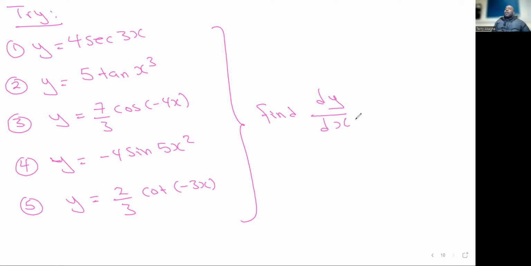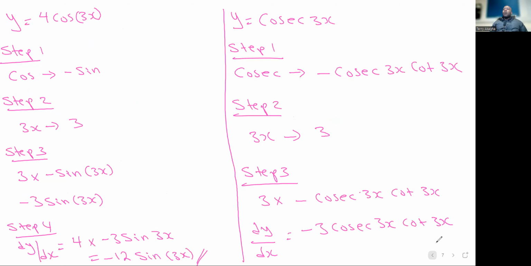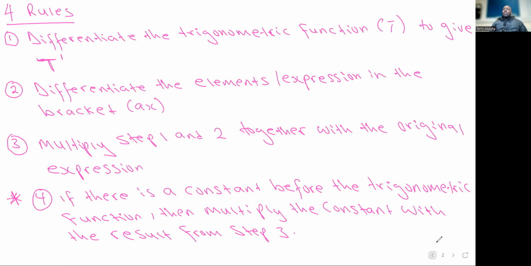All right. And that is that for this mechanism of differentiation. How do you differentiate a trig function? Basically, you differentiate the trig function, you differentiate the elements in the bracket, you multiply both of them, and if there's a constant before a trig function, multiply the constant with the result from step 3.